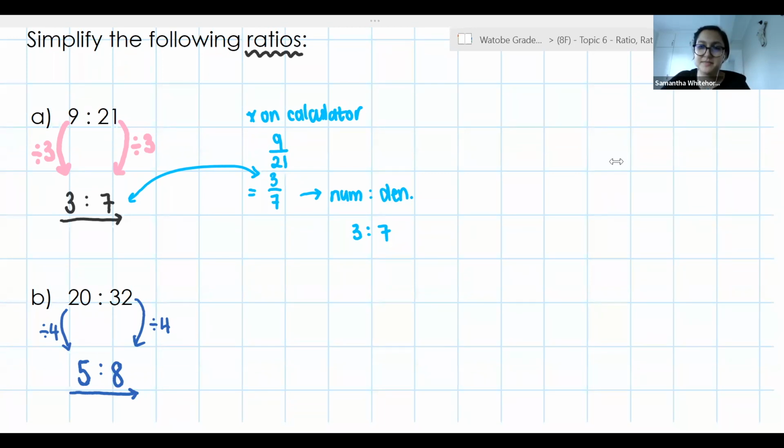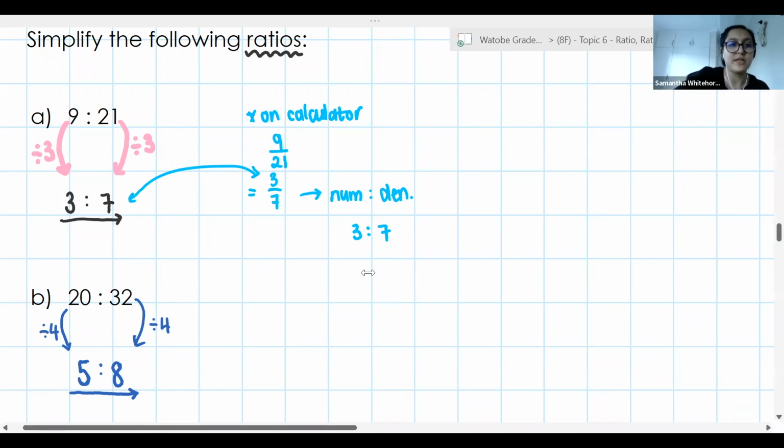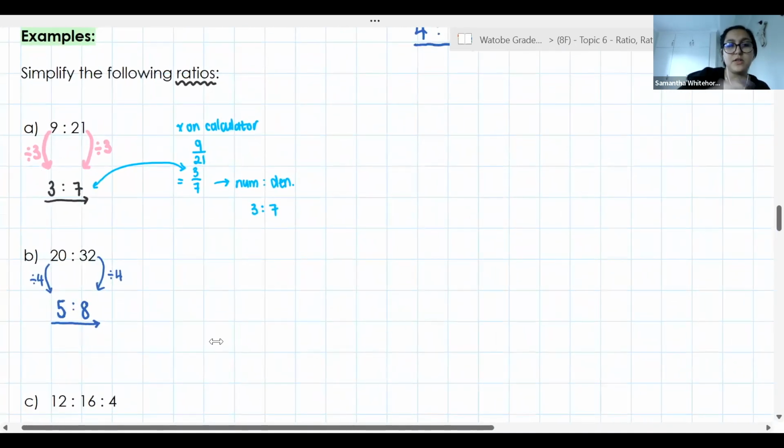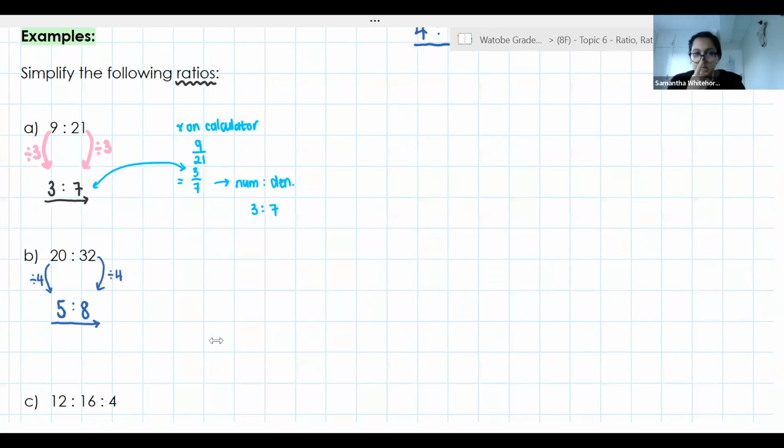I got the same answer as Vele. Good, well done. Okay, guys, so we divided both of them by 4 and we've simplified our ratio. Right, so I want you to try question C for me. I'm just going to leave the first 2 up so that you can see what we were doing. Question C has 3 numbers now. So what you need to be careful of is that we want to divide all 3 of those by the same value. So your ratio is 12 is to 16 is to 4. We want to divide all of those by the same value. So give it a try.